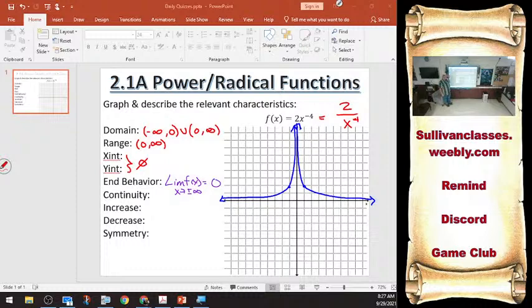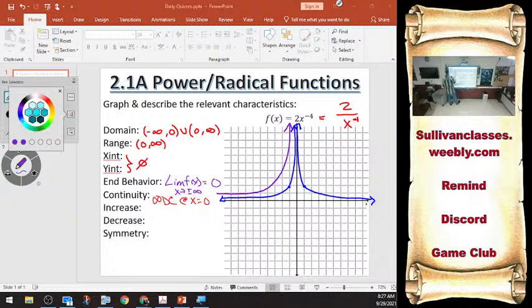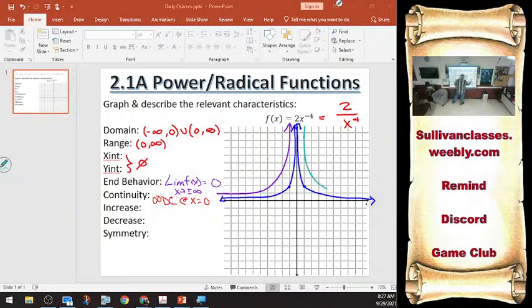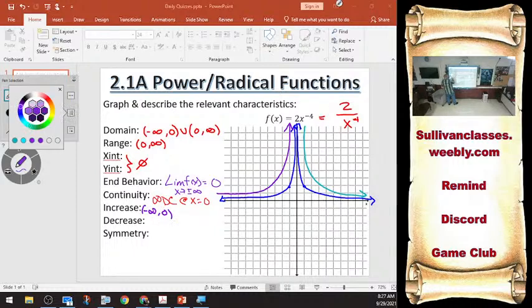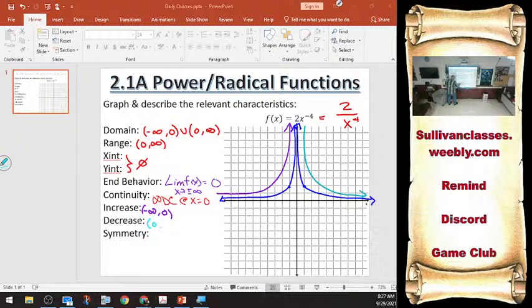Continuity. There's infinite discontinuity, and you say where. Intervals of increase and decrease. As I go left to right, it's increasing this way and decreasing this way. So increase is going to be from negative infinity to 0. Decrease from 0 to infinity.